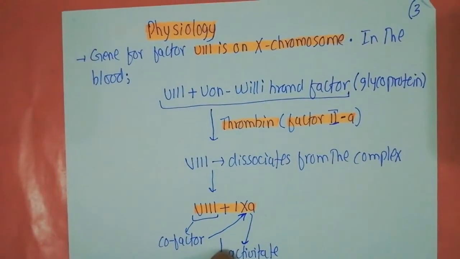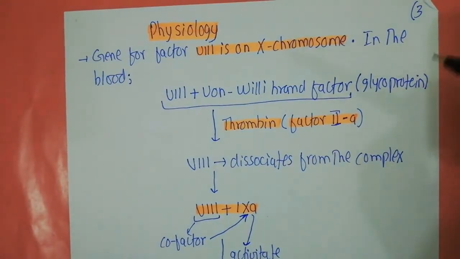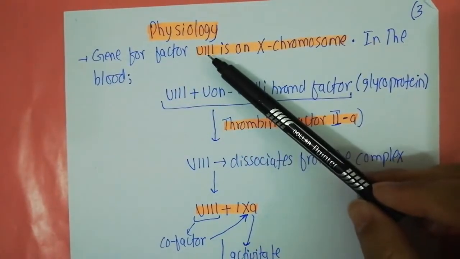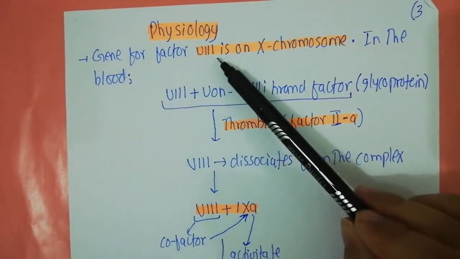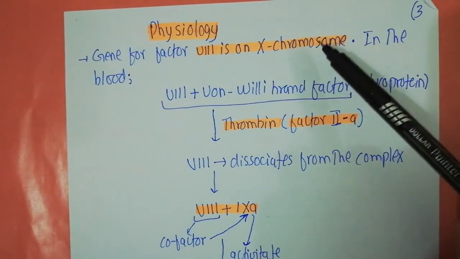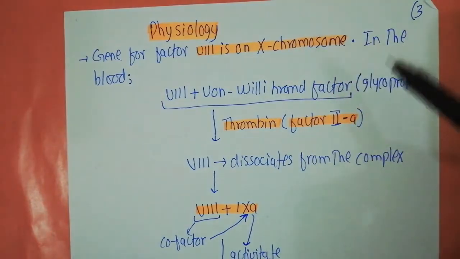Let us discuss the blood clotting mechanism in a little bit of detail, how this mechanism is actually working in a normal body. Now the gene for factor 8, say for example we are talking about hemophilia A, is present on the X chromosome, therefore we call them X-linked disorders.